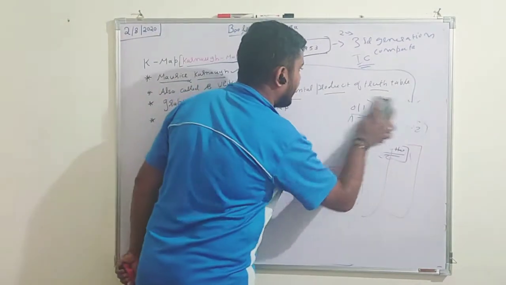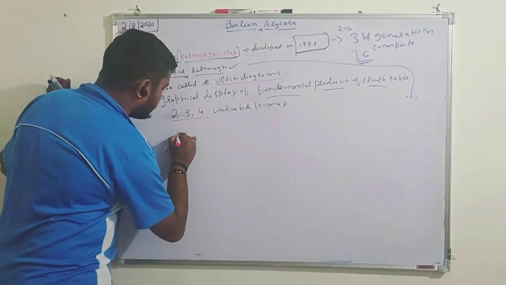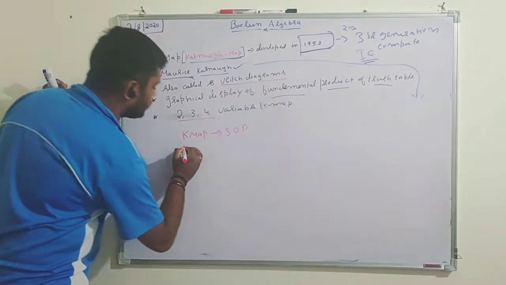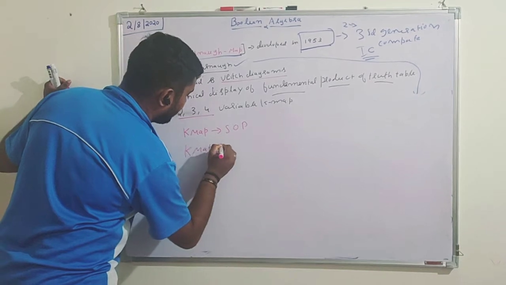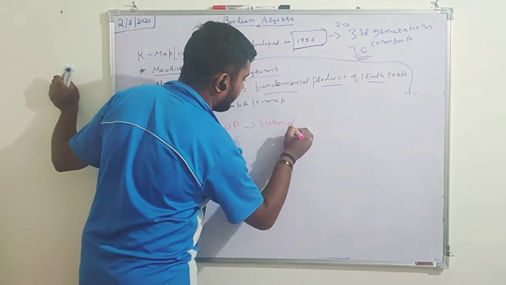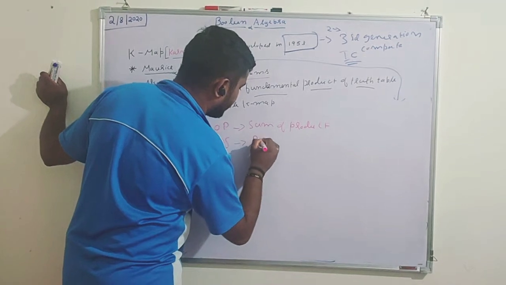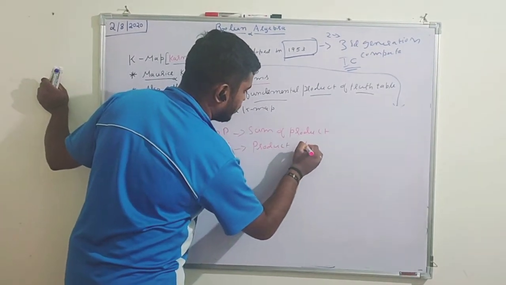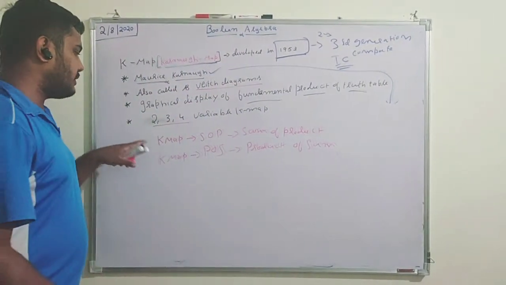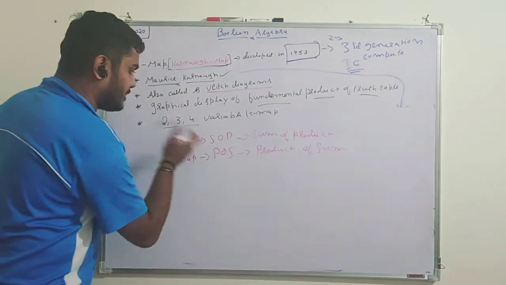We can use K-map for 2 types. First, we can use the K-map for SOP, and also we can use the K-map for POS. SOP means sum of product. POS means product of sum. So K-map will be used for 2 types: one is for reducing the expression in SOP format, and also to reduce the expression in POS format.